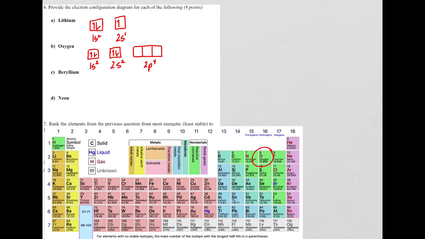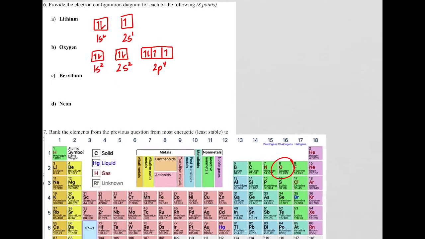Now we just have to figure out how we're going to put them in. Because of our 3 rules, Hund's rule and Pauli's rule, and we have already followed Aufbau's principle, we're going to follow Hund's rule right now. We're going to put them all up first. So we have 3, then we have 4. There we go. That is the electron configuration diagram for oxygen.